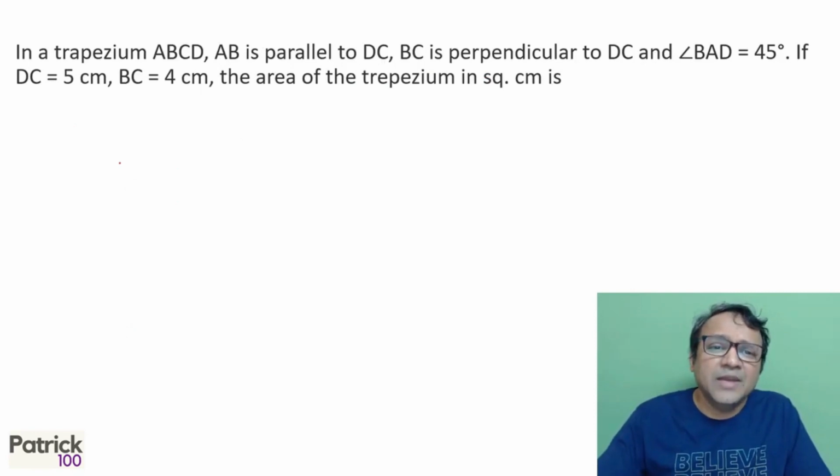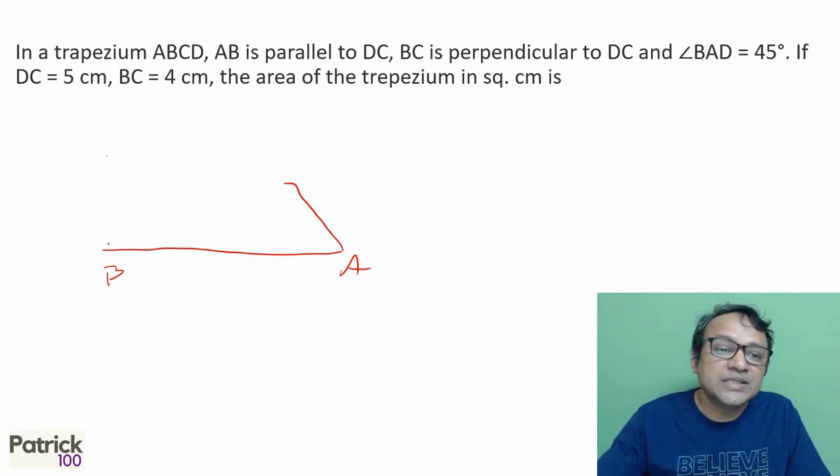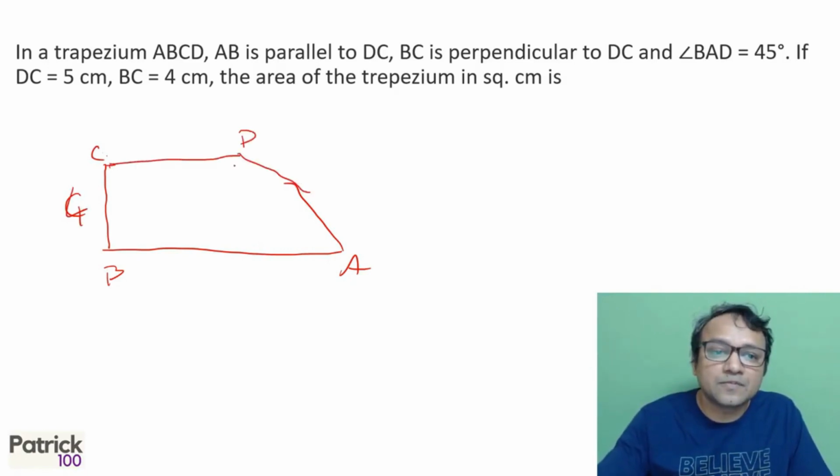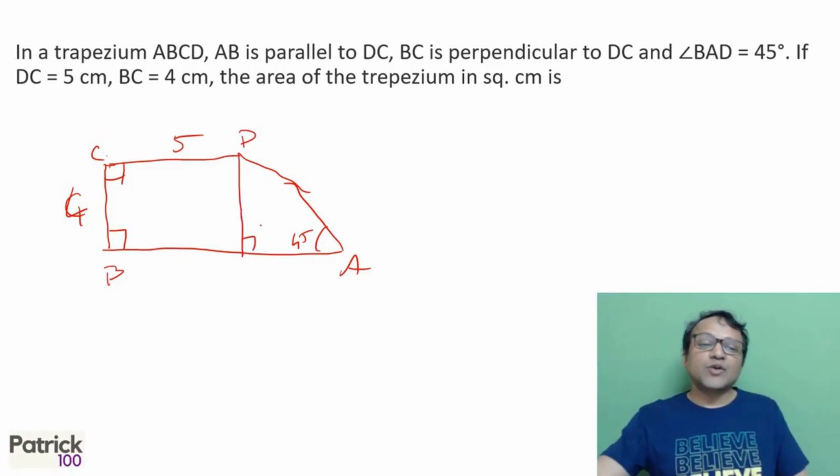Next, AB is parallel to DC, a trapezium. And if you look, BC is perpendicular to DC, and BAD is 45. Now let me draw. BC is 4. DC is 5. And this angle is 45. You also know BC is perpendicular to DC. So this is perpendicular, this is the way it comes as a trapezium. So if you draw, this is the figure you get.